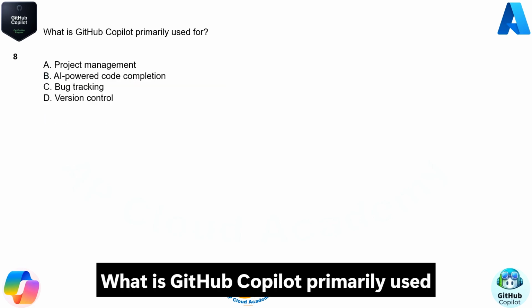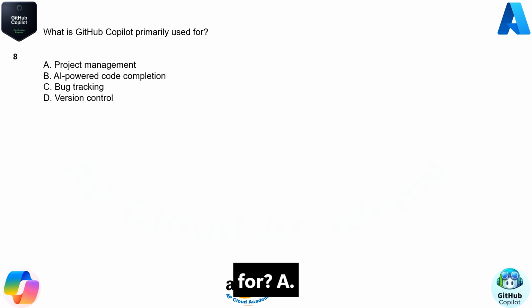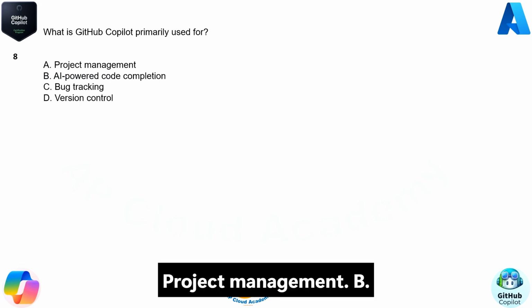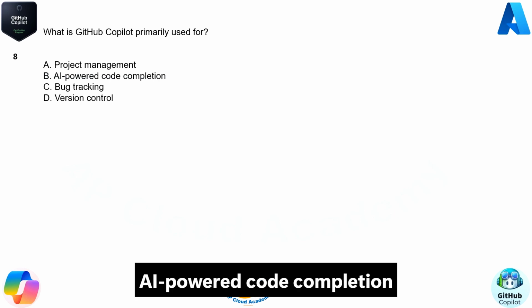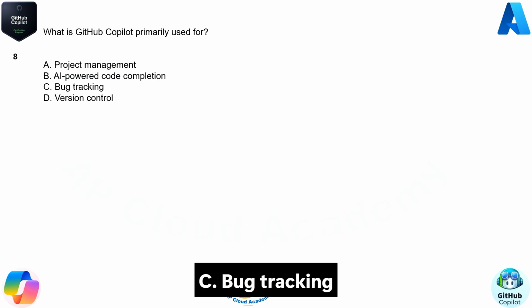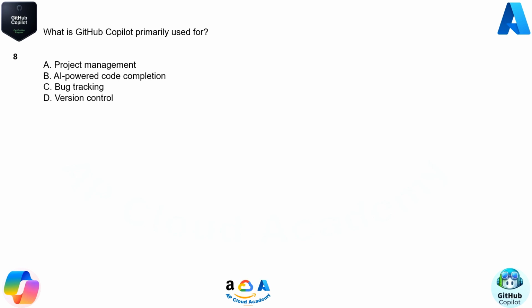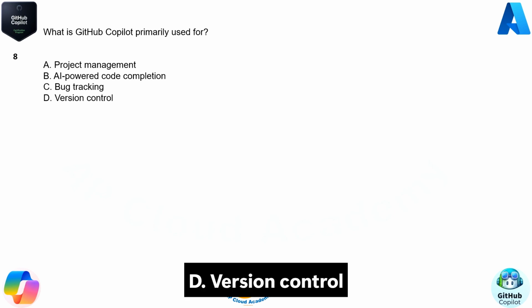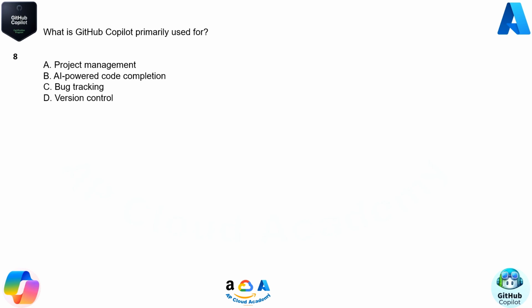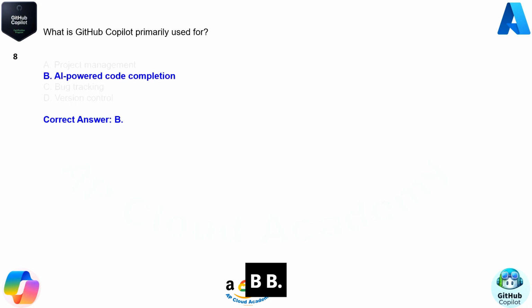What is GitHub Copilot primarily used for? A. Project management. B. AI-powered code completion. C. Bug tracking. D. Version control. Correct answer, B. AI-powered code completion.